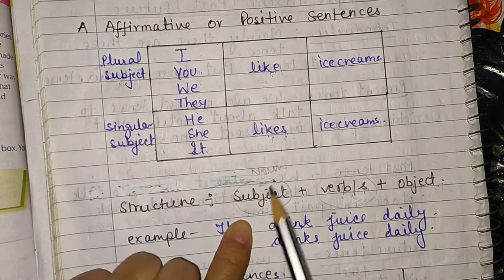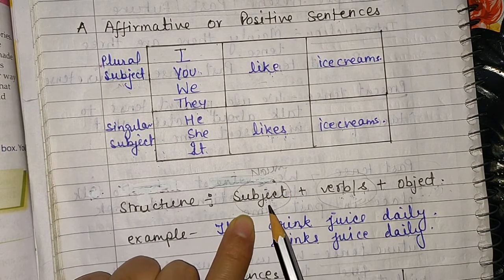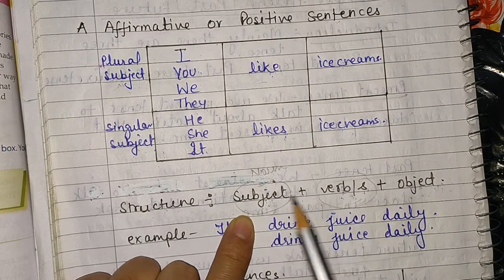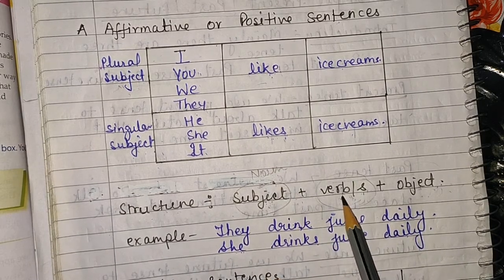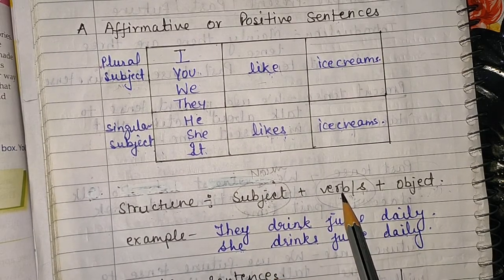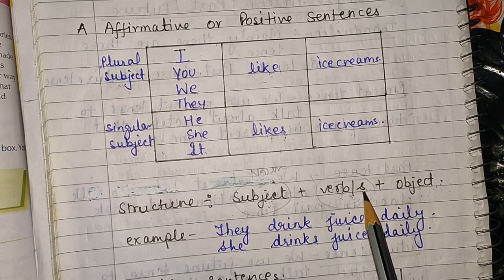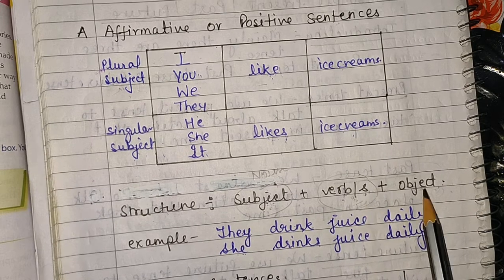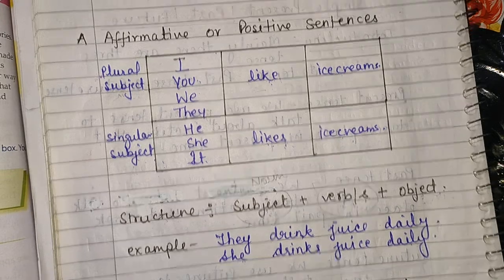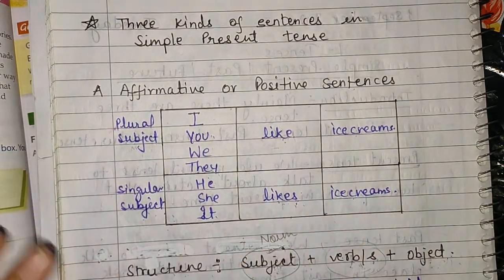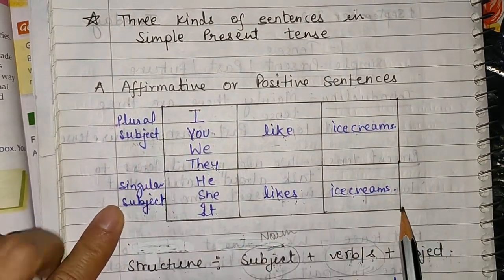So subject is the noun. First you will keep the subject noun here. It can be a noun or a pronoun also. And then you will add a verb or any action or doing word, with s or without s, and the object. Object can be in one word also, and object can be in more than one word also. So let's see this box here. I have made this box to make it clear to you.